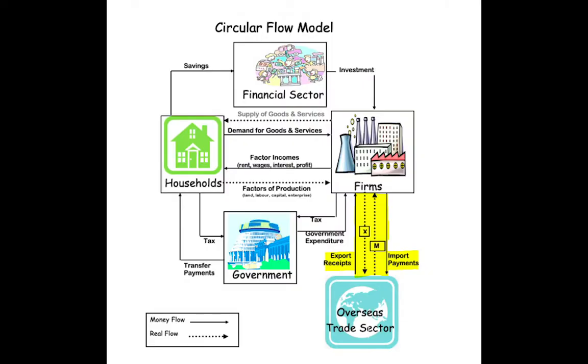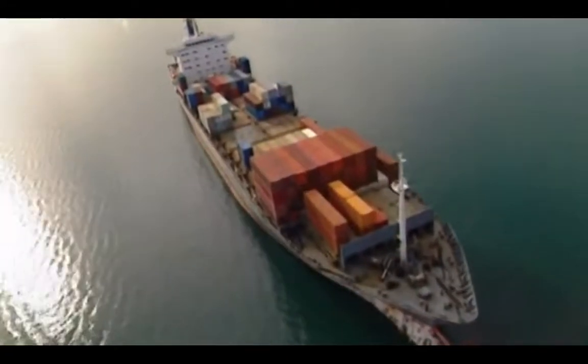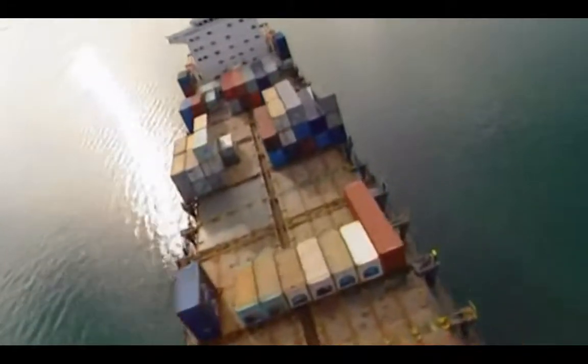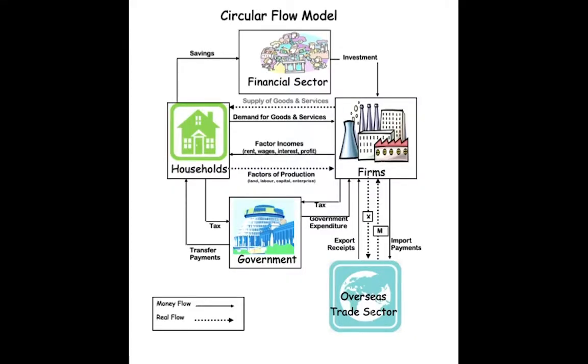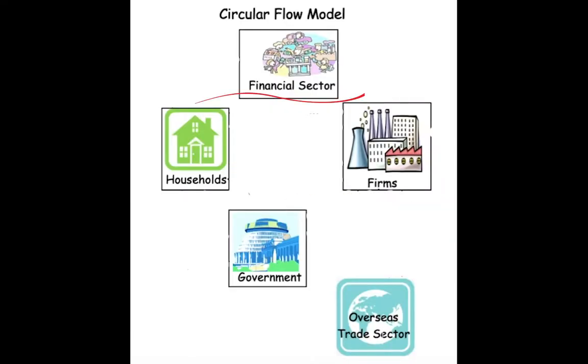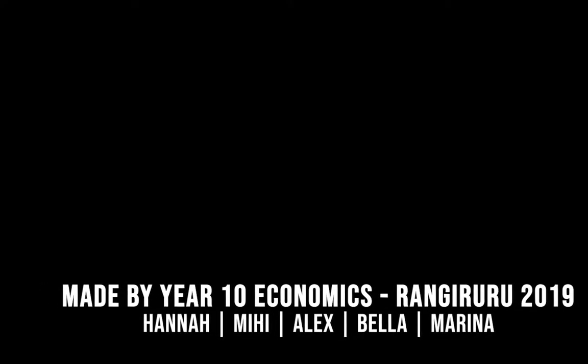Import payments and export receipts are both money flows. Import payments are paid by New Zealand firms for goods and services that have been imported into New Zealand. Export receipts are paid by firms overseas who have bought New Zealand's goods and services. As you hopefully now know, the circular flow model is comprised of 5 sectors and 14 flows, and is a simple representation of the economy, helping us understand how wealth moves around New Zealand and to other countries.